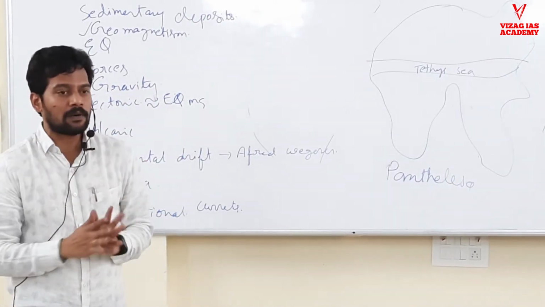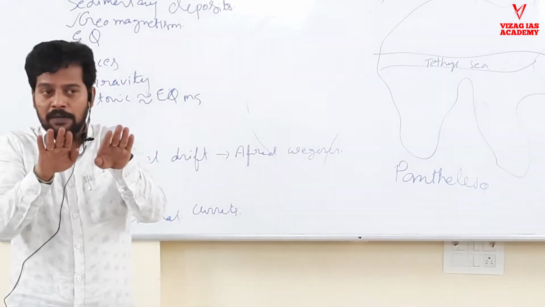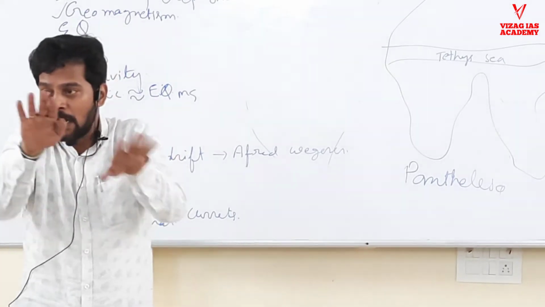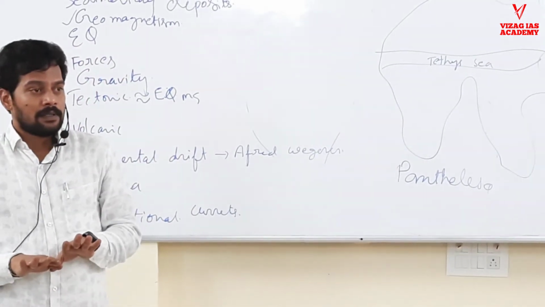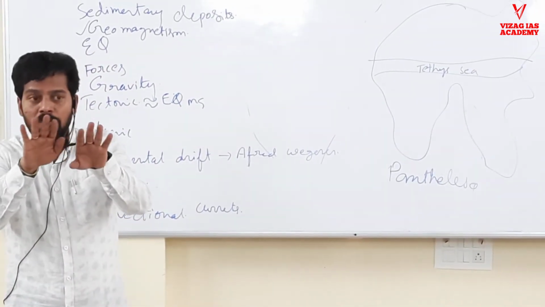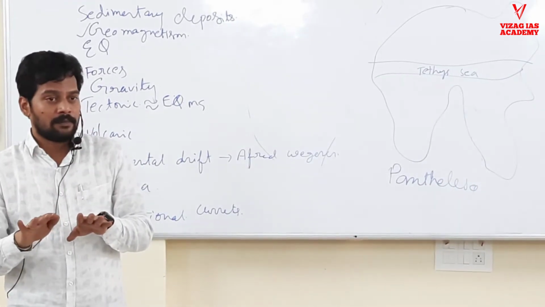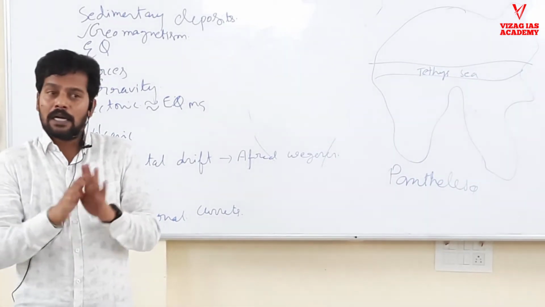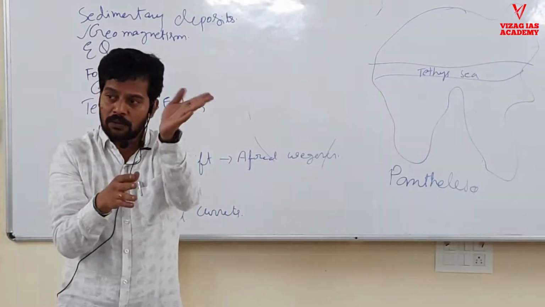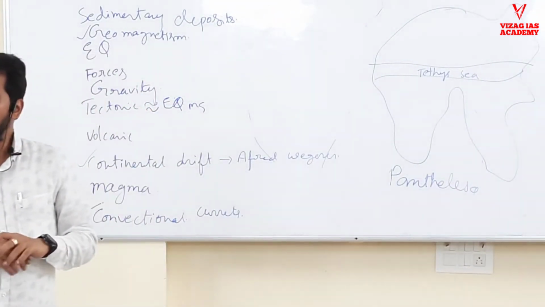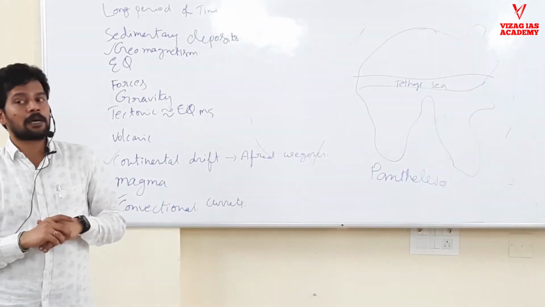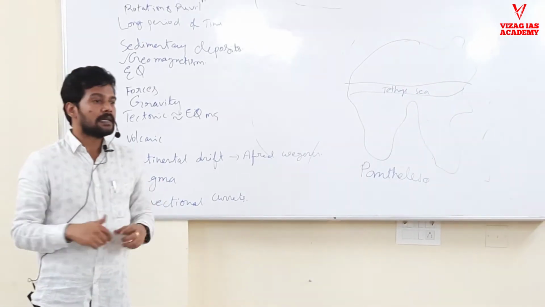Wegener came to a conclusion by juxtaposing the different present continents next to each other. Juxtaposing means keeping one next to the other. What did he understand? Everything is matching. This coast, that coast, everything is matching. Now they must have been together once upon a time. He didn't tell the reason why.